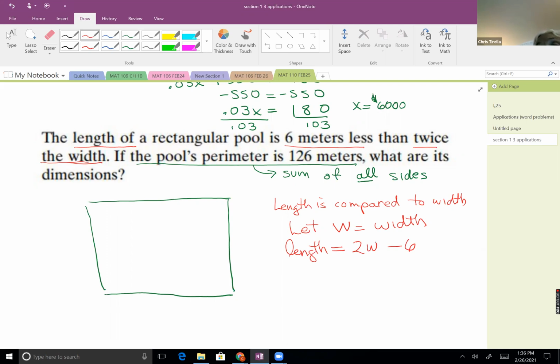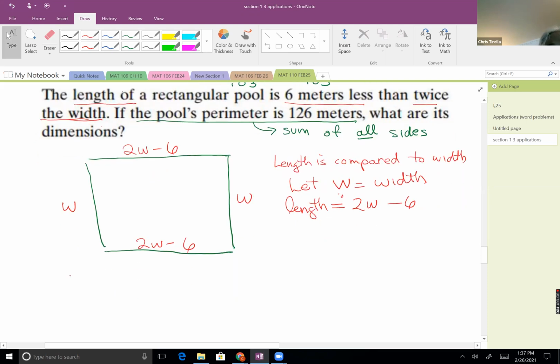Is everybody okay? Is everybody all right with using that first sentence? The length is being compared to the width. So that's what tells me my variable will be the width. Going back to my picture then, the width is W. So if this side is W, this side is W. The length is 2W minus 6. If this side is 2W minus 6, this side is 2W minus 6.